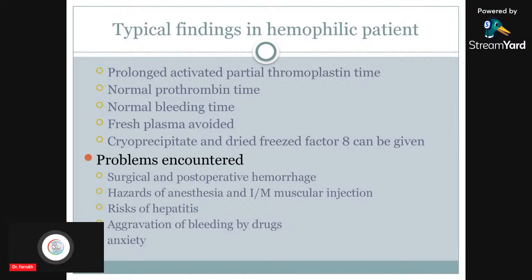So basically, what are the typical findings in hemophilic patients? Prolonged activated partial thromboplastin time, normal thrombin time, normal bleeding time. Fresh plasma, cryoprecipitate and dried freeze-fractionated factor can be given. Problems encountered are surgical and post-operative hemorrhage, hazards of anesthesia and intramuscular injection, risk of hepatitis, and aggravation of bleeding by stress and anxiety.